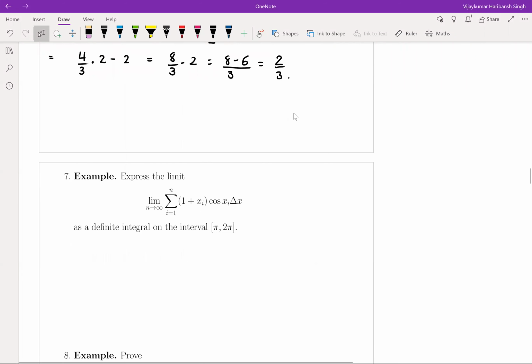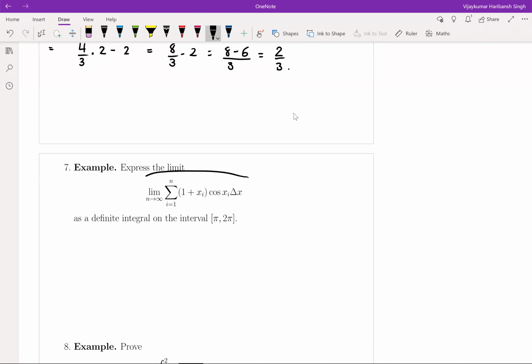So now we are given this sum. Can we write this as an integral? Okay. So what integral does this Riemann sum represent? You can see that this represents the integral from pi to 2 pi of 1 plus x cos x dx.